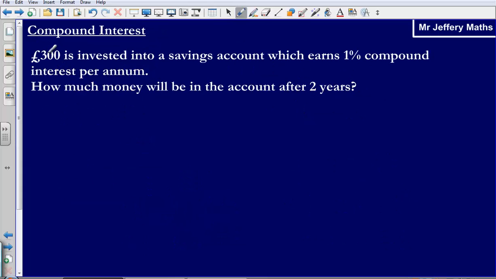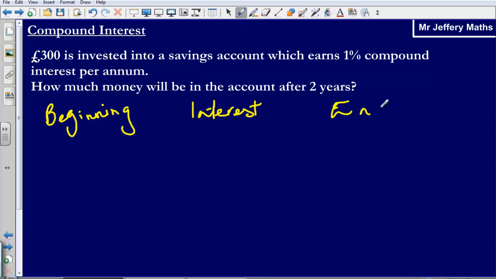Okay, next part, £300 invested into a savings account which earns 1% compound interest per annum. How much will be in the account after 2 years? So what I like to do here is set myself up a table. I have the beginning, so the amount of money that I have at the beginning of each year, the interest that's earned during the year, and then how much I'd have at the end of each year.